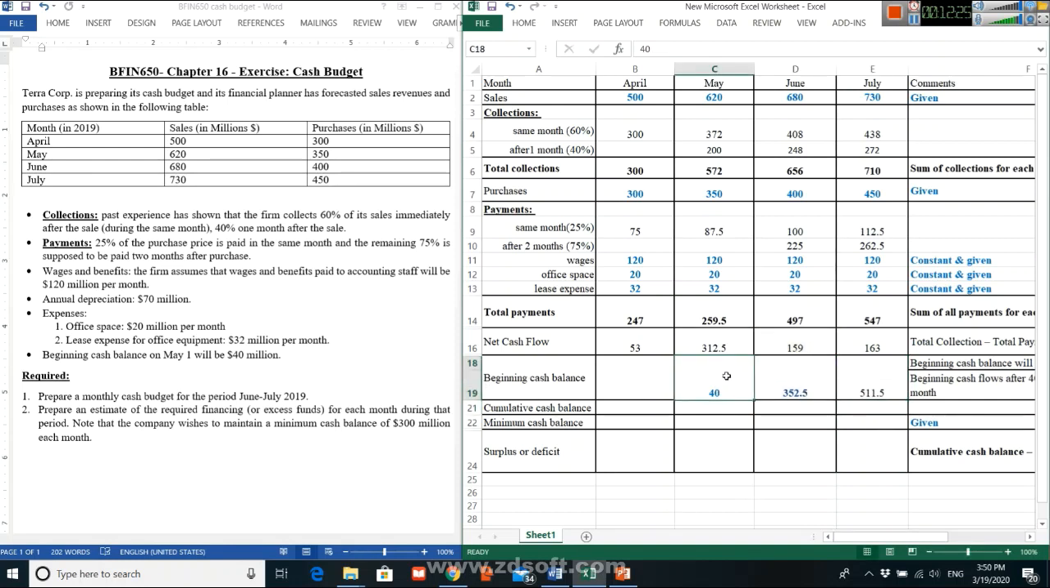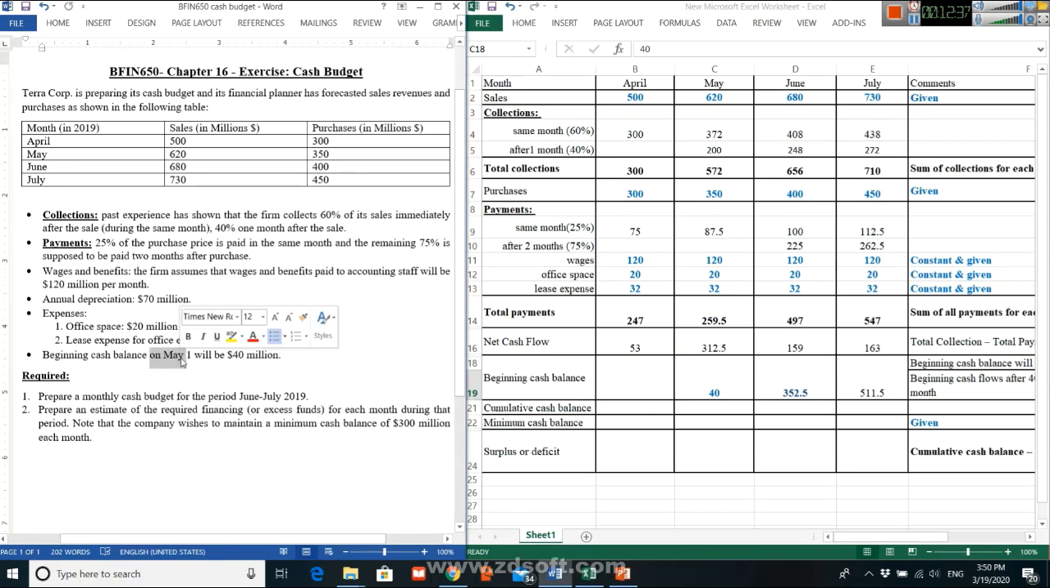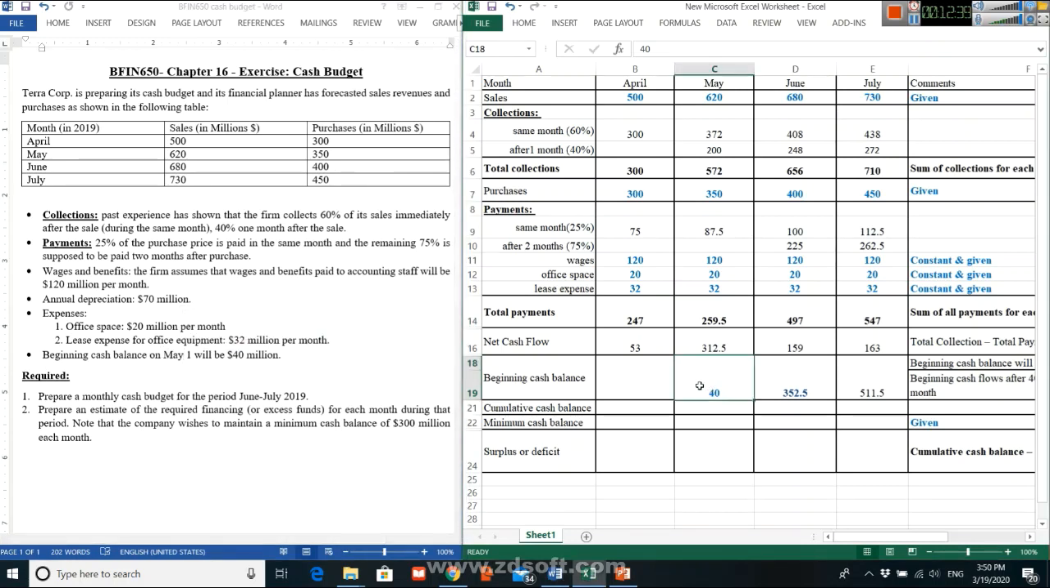Okay, so regarding the beginning cash balance, the first one will always be given by the exercise. You will see in which month it is given. So it is in May, so we should put it in here in the column of May, and so on. Regarding the remaining months, all we have to do is to sum the beginning cash balance with the net cash flow, and we will get the result.